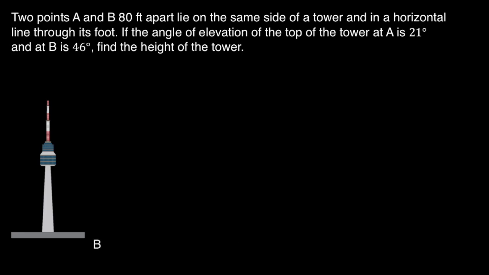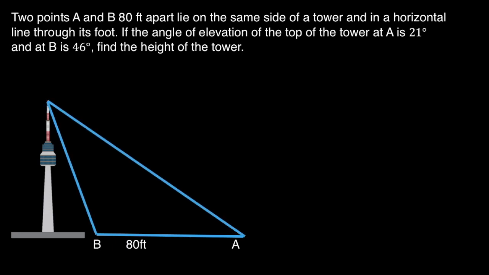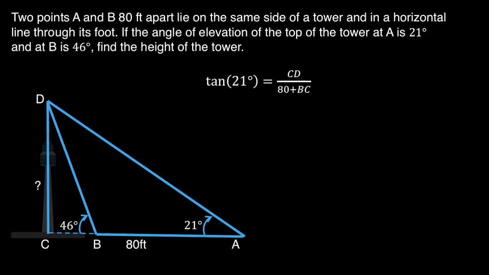Let us now discuss our final example. Two points A and B, 80 feet apart, lie on the same side of a tower and in a horizontal line through its foot. If the angle of elevation of the top of the tower at A is 21 degrees and at B is 46 degrees, find the height of the tower. Let CD be the height of the tower. For triangle ACD, we have tangent of 21 degrees equals CD over AT plus BC. Isolating BC, we get CD minus AT tangent 21 divided by tangent 21.